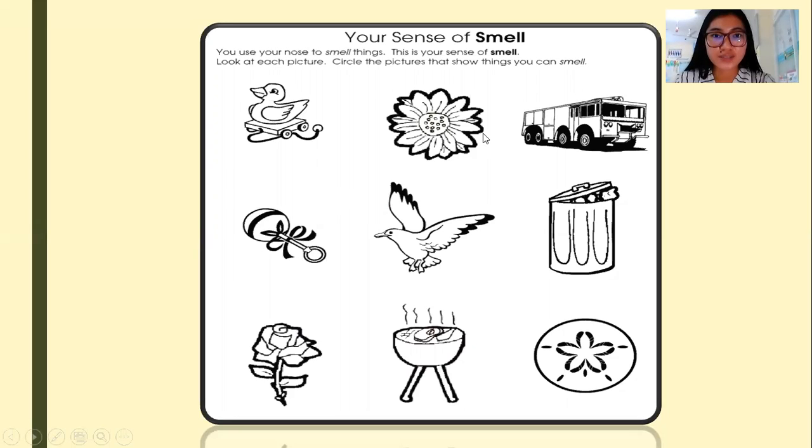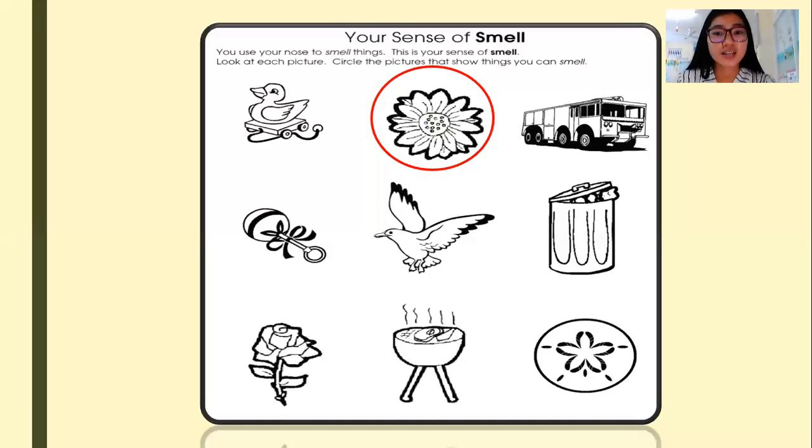Okay, so there are 3 rows. 1, 2, 3. So let's answer this activity. So in the first row, we have here a toy, a flower, and a bus. Okay, so in this row, we have a flower. So you can smell the flower. You cannot smell the toy and the bus.